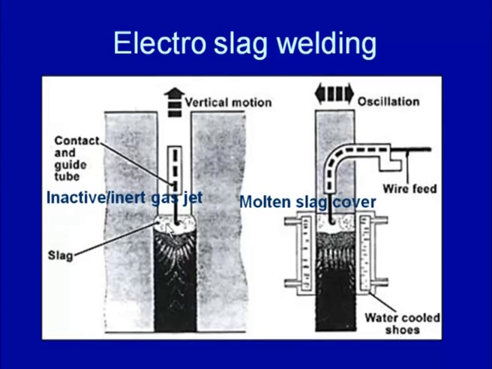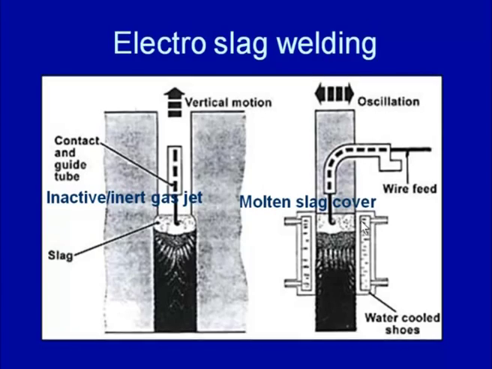In the electro gas welding process, the jet of inert or inactive gas is supplied to protect the weld pool, while in the electro slag welding process, the molten slag covers the weld pool and protects it from atmospheric contamination.